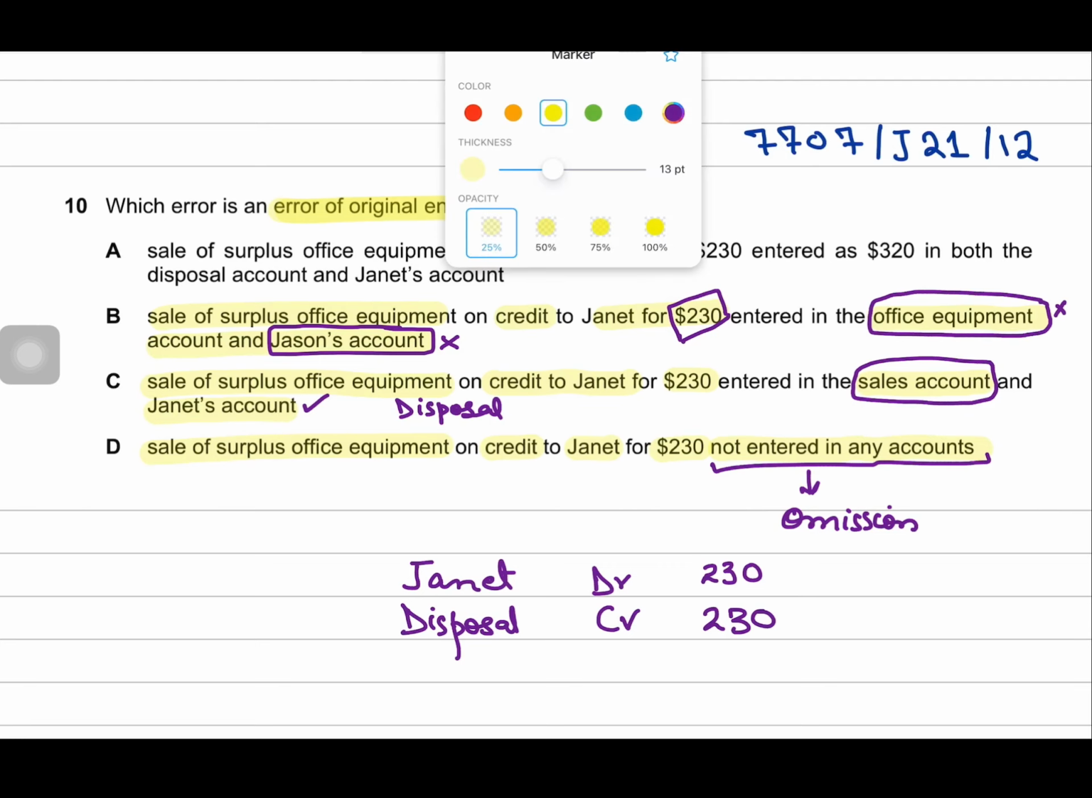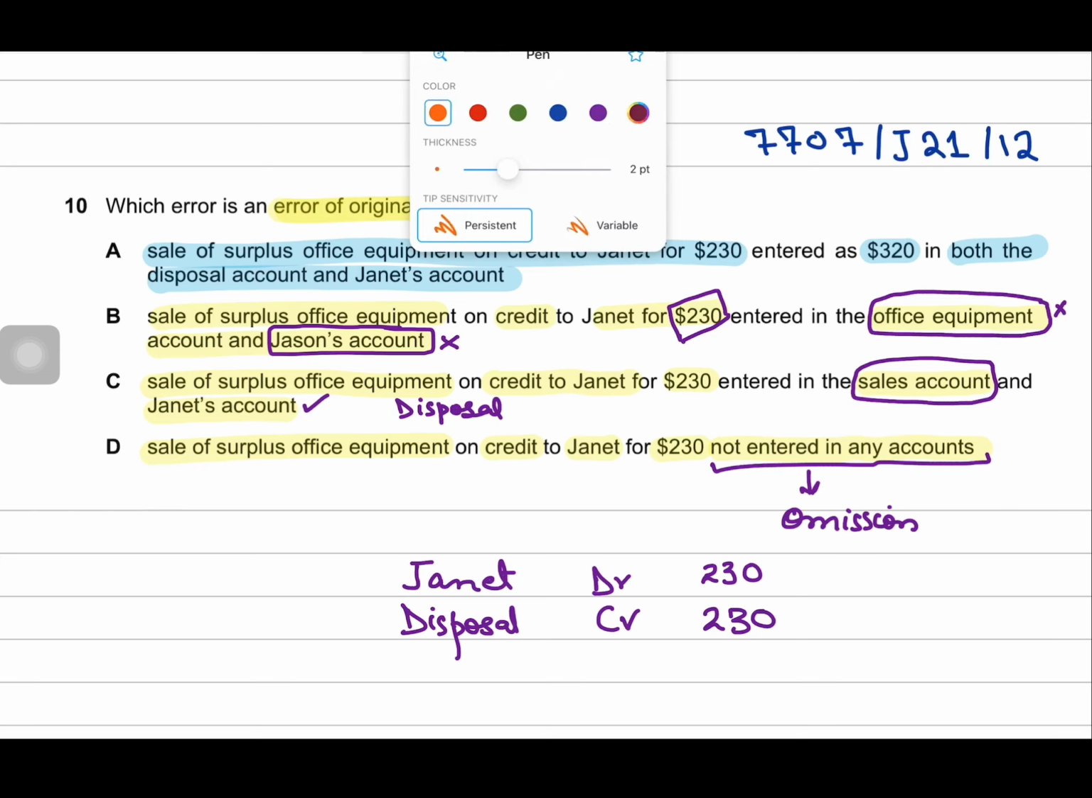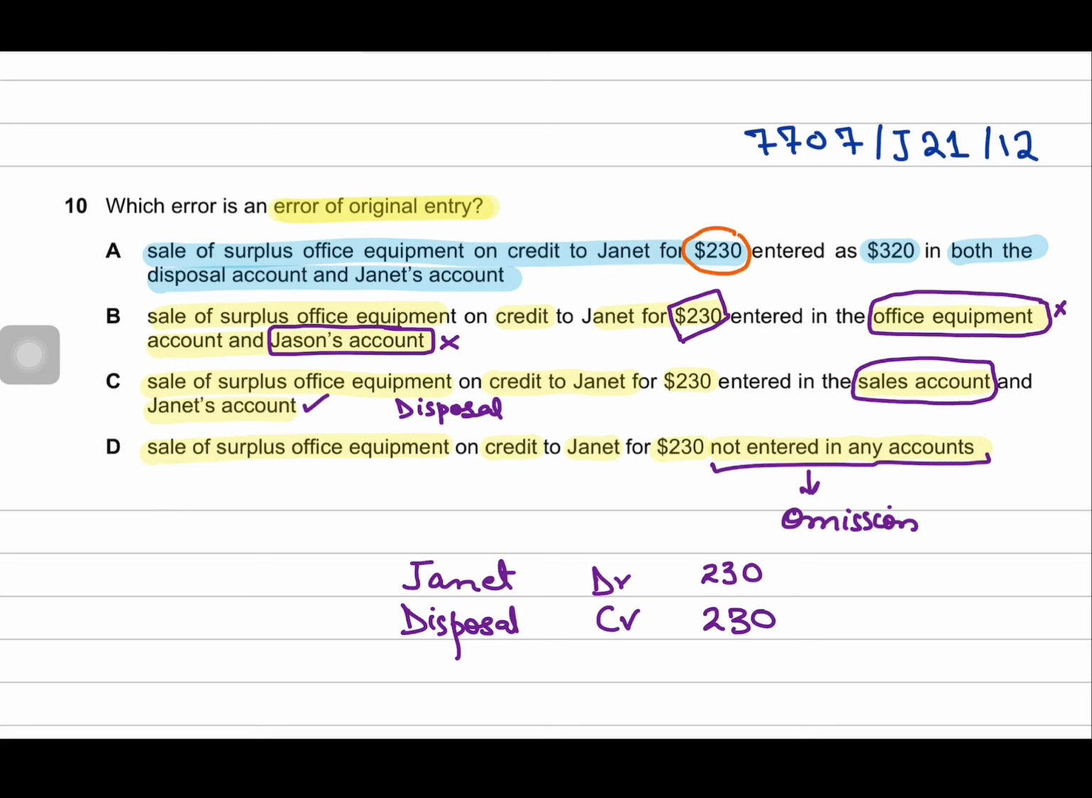So let's move to our last option, which is option A. It says that sale of surplus office equipment on credit to Janet for $230 entered as 320 in both the disposal account and Janet's account. So what is happening over here? The correct value of the transaction was 230. However, it has been entered as $320. So the amount is wrong.